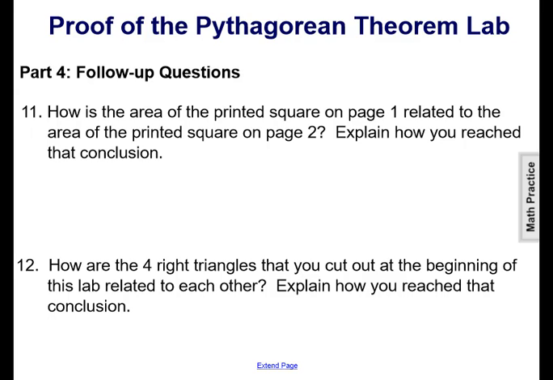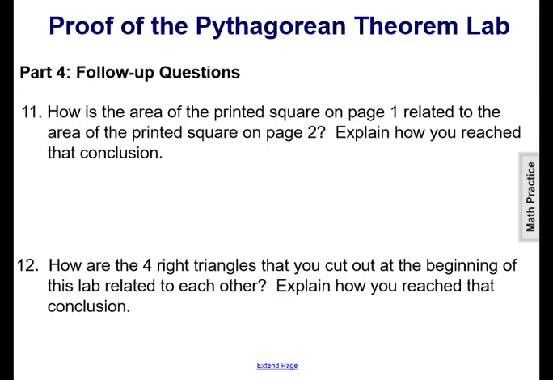So the first two questions are question 11 and 12. Question 11 asks, how is the area of the printed square on page 1 related to the area of the printed square on page 2? You should be looking at those printed squares on those 2 pages when we go through this question, and then explain how we reached that conclusion.